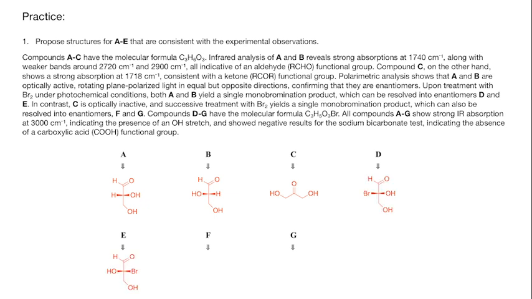For C, bromination occurs at the same secondary carbon, C2, resulting in a product that can also be resolved into enantiomers F and G. Since dihydroxyacetone is symmetric, bromination creates a single product that generates enantiomers when resolved. The structures of F and G are the monobrominated forms of dihydroxyacetone.